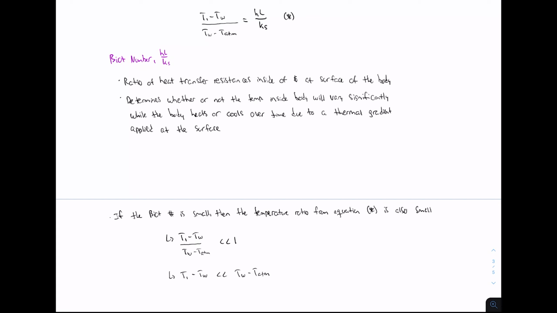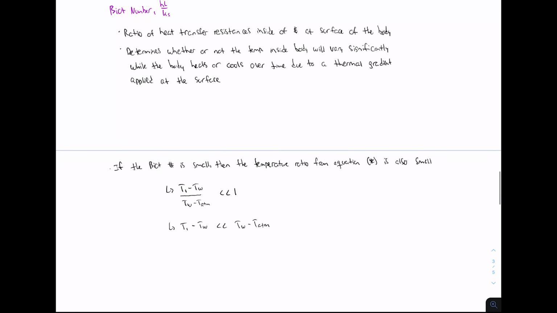And then what I've written out here is if the Biot number is small, then the temperature ratio from equation star, which is at the top of the screen, is also going to be small since they're equal to each other. In this case, small is going to mean much less than 1. So I can rewrite equation star to be (T_1 minus T_W) over (T_W minus T atmospheric), and I can set that much less than 1. And then from algebra, I can just do T_1 minus T_W is much less than T_W minus T atmospheric.